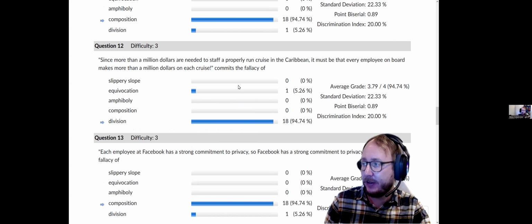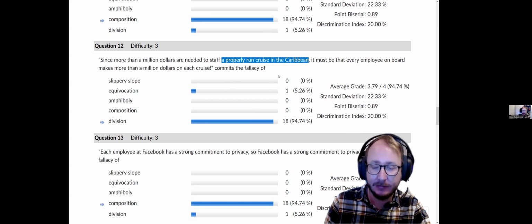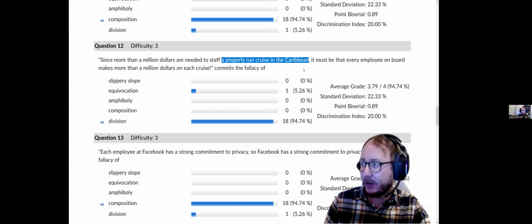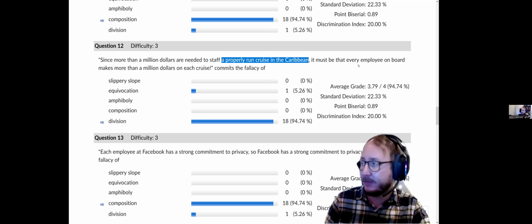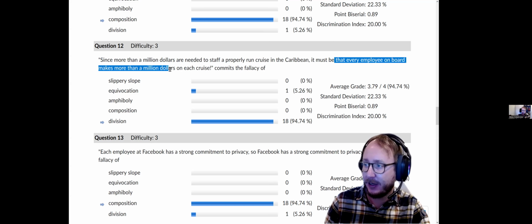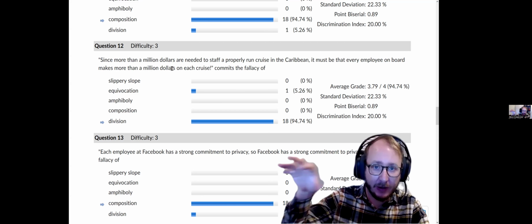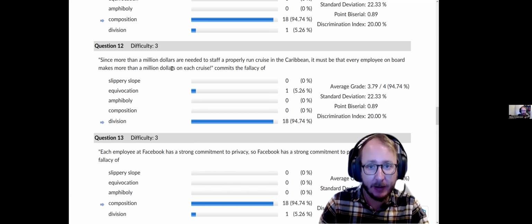Question 12 is division. Here we're starting out with a properly run cruise in the Caribbean. That's the whole thing. And then that properly run cruise is made up, at least in part, by all of the employees that staff it, right? So each of the parts is the employees. But what it means for a properly run cruise to be funded is not the same thing as what it means for each employee to be funded, right? Here we're starting out with the whole thing and drawing a conclusion about the parts.